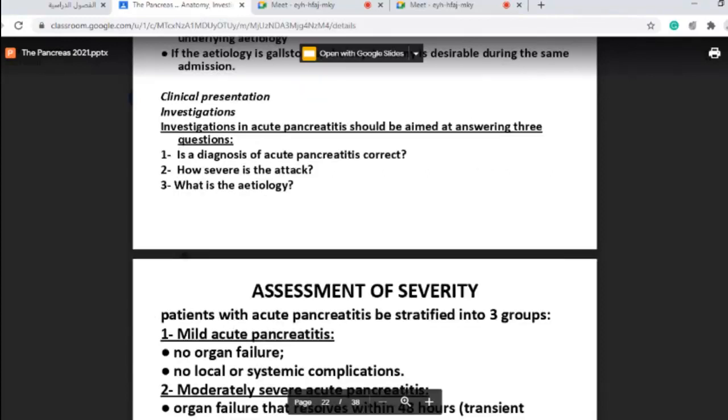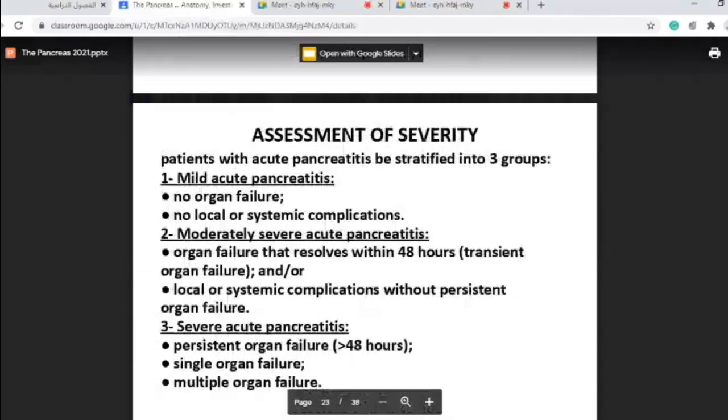In the assessment of severity, it is either mild, moderate, or severe. What does this mean? For mild acute pancreatitis, we have measures. It is not just one thing that says this is mild or moderate. In mild cases, there is no organ failure and no local or systemic complications, because acute pancreatitis may be associated with organ failure and may be associated with local and systemic complications. So a mild attack of acute pancreatitis is associated with no organ failure and no local or systemic complications.